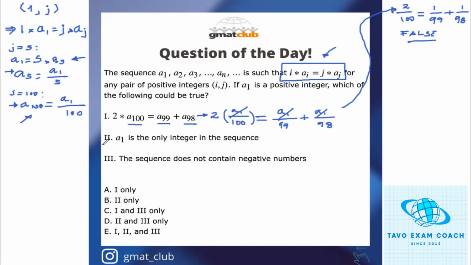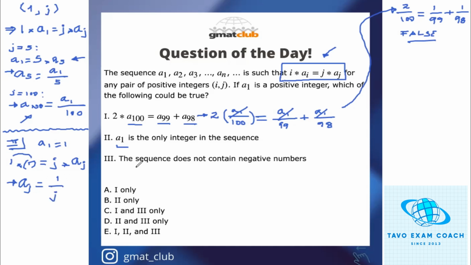What about statement 2? Statement 2 says that a sub 1 is the only integer in the sequence. Is this possible, that a sub 1 may be the only integer in the sequence? Let's analyze what would happen in case of having a sub 1 equal to 1. So in order to analyze this second statement, let's assume for a moment that a1 equals 1. Let's see where this assumption takes us. If a1 equals 1, then 1 multiplied by a sub 1, that is, by the value of 1, would be equal to j multiplied by the term a sub j. In other words, the value of this term a sub j would be 1 divided by j.